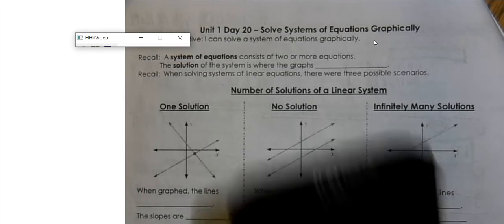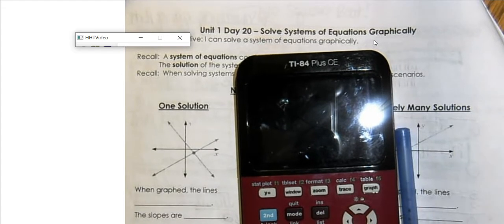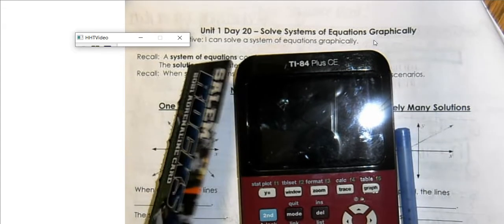Before we get started with today's lesson, you need the following materials. First of all, you're going to need a graphing calculator. If you don't have a graphing calculator, it's not a big deal. You will use that graphing calculator next time that I see you in class. You're going to need something to write with, and you're going to need a straight edge of some kind.